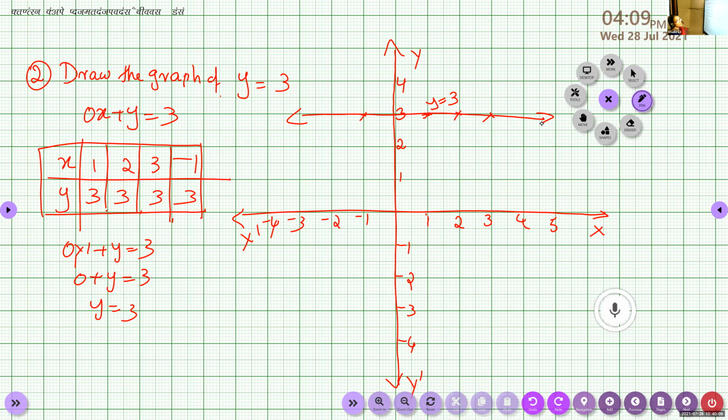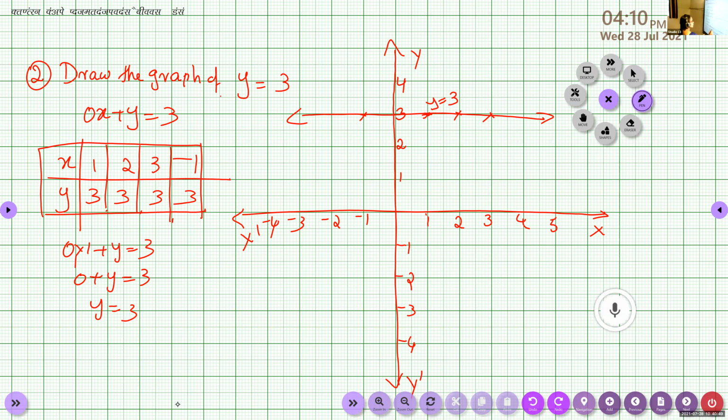Y equal to 3. So y equal to 3 is a line that passes through the point 3 on the y-axis and is parallel to the x-axis. So we can write: the graph of y equal to 3 is a line parallel to the x-axis.